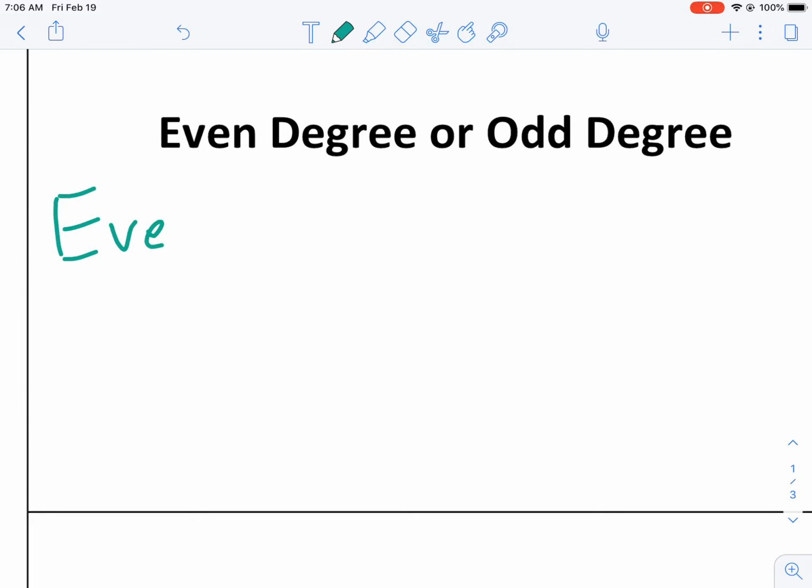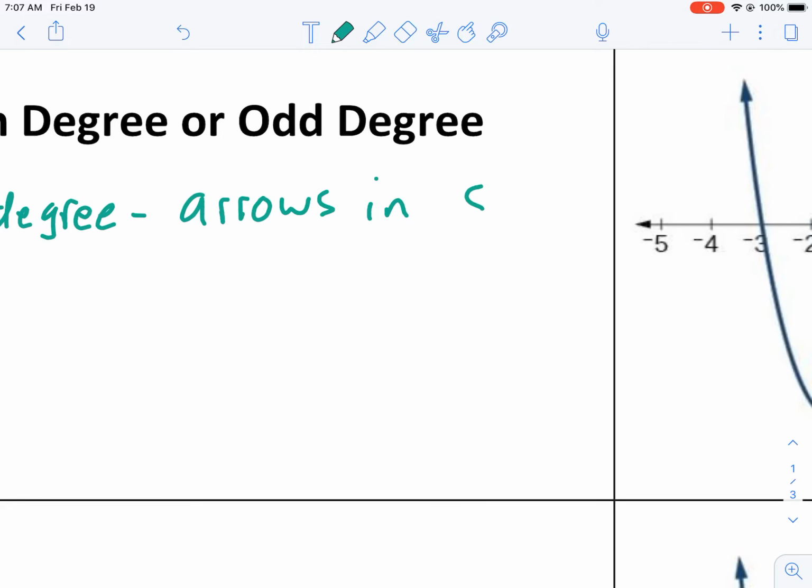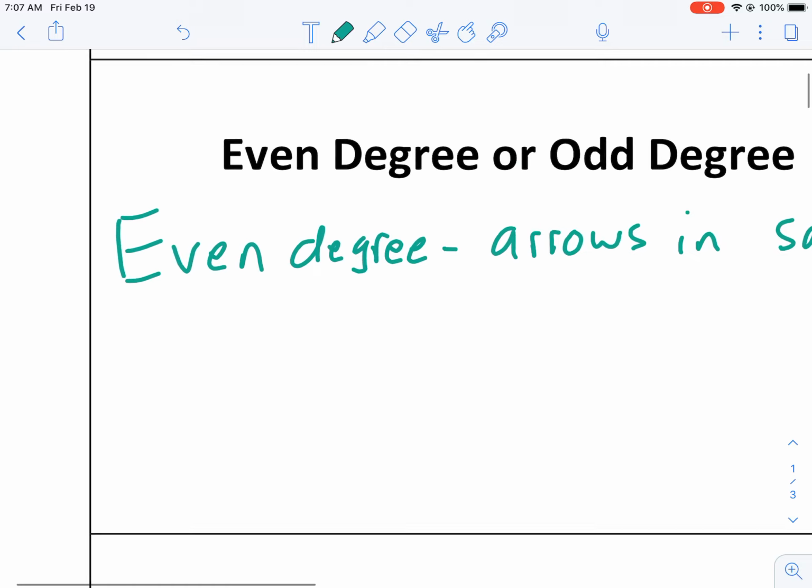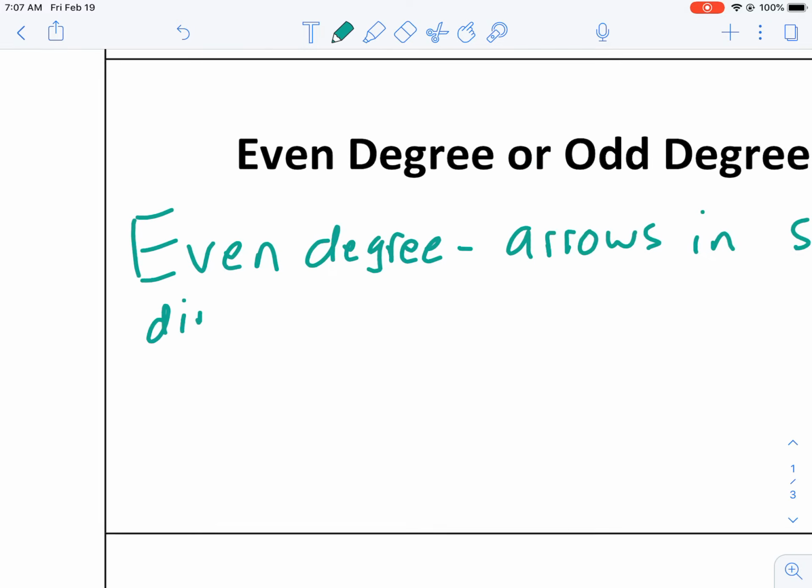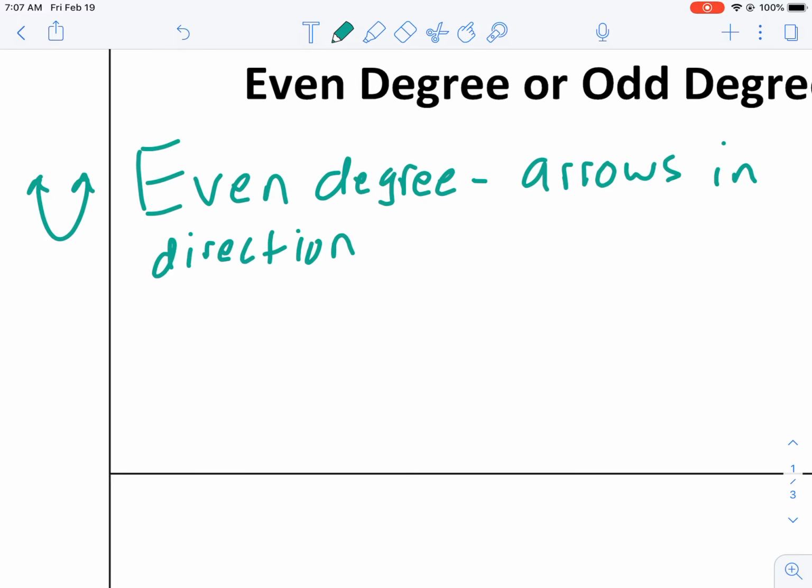So if your degree is even, that means your arrows are going in the same direction. So think about x squared, right? It's a parabola. They're going up and down. Or sorry, they're either both going up or both going down.